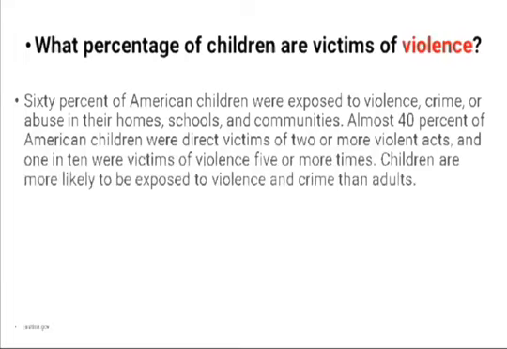It says almost 40% of American children were direct victims of two or more violent acts, and 1 in 10 were victims of violence 5 or more times. Children are more likely to be exposed to violence and crime than adults, okay? And they're very impressionable, they're very susceptible, and a lot of times their voice kind of goes unheard, right? Their voice is kind of muffled because, again, these things have to be reported. And a lot of times they're threatened.